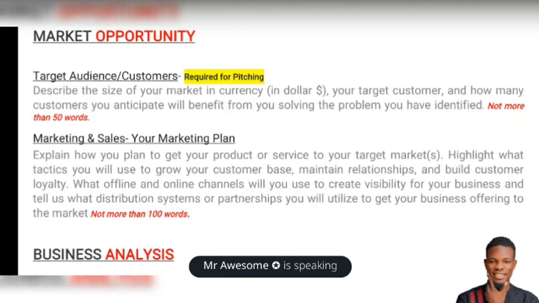Probably they are low income earners, they could be medium income earners, depending on what your target customer looks like. And then how many customers you anticipate will benefit from you solving the problem you have identified. Now, when you're on this section, looking at the number of people within your state. Looking at the number of people in Nigeria is too broad, cut it down to the number of people within the state or city you are.